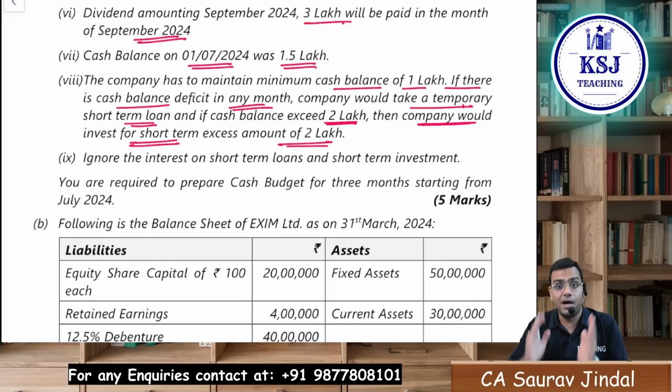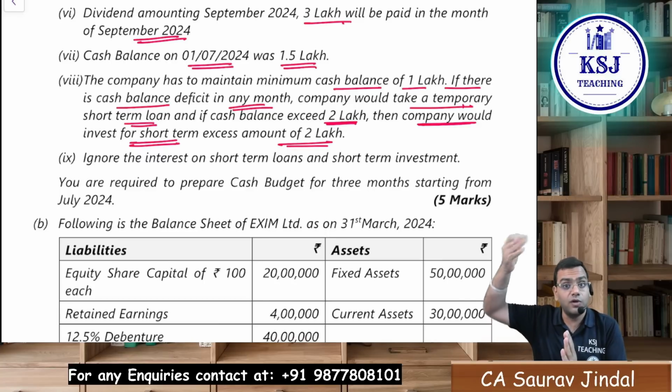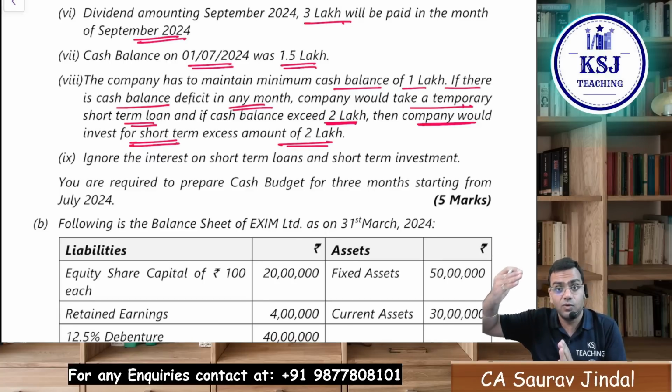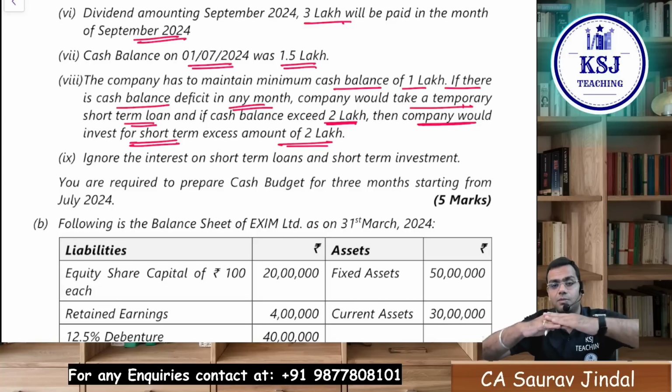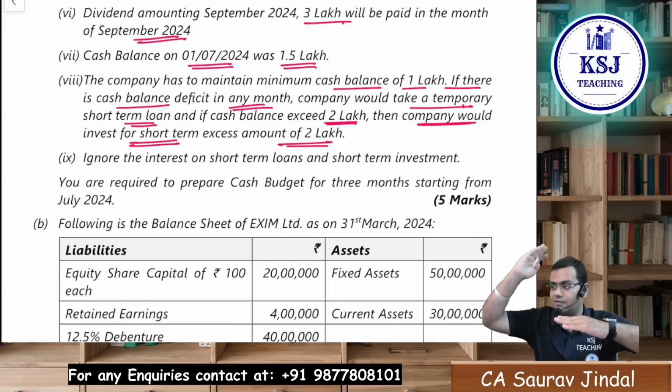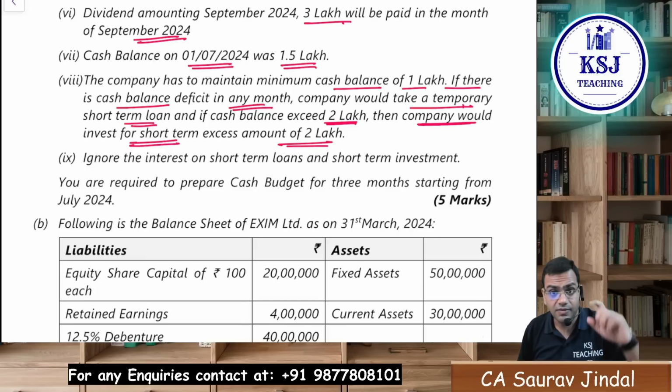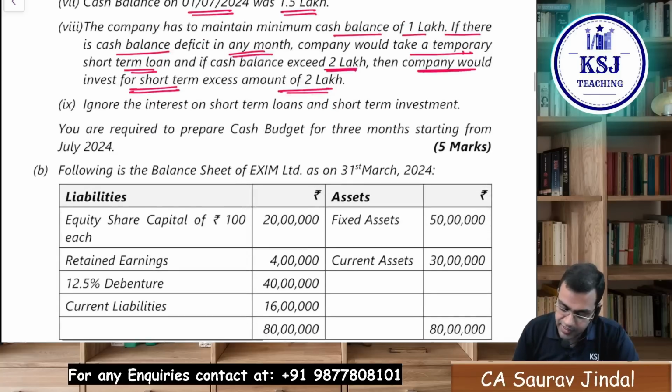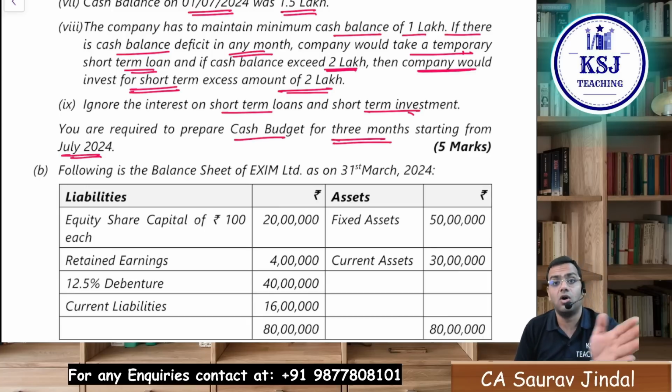But if the amount is in excess of 2 lakh rupees, then what will the company do? Company will keep 2 lakh rupees and the excess amount they will invest. This is a little bit of a twist in this particular line. Ignore the interest on short-term loans and short-term investment. Prepare a cash budget for 3 months starting from July. That is July, August and September. You have to prepare a cash budget.